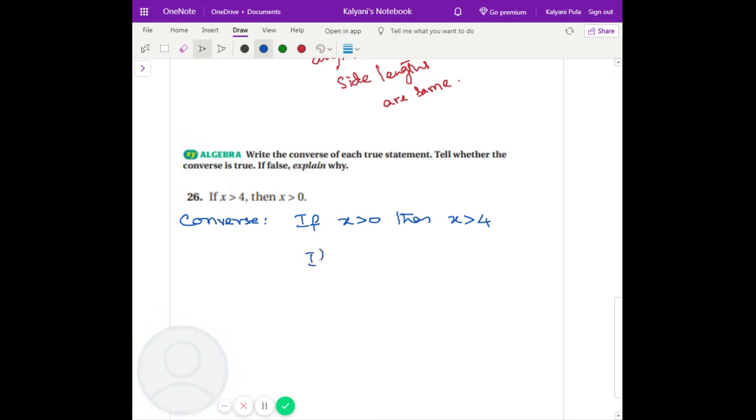If x is 1, it is greater than 0, right? But not 4. So that's a good counterexample. That's good. So that's what it is about.